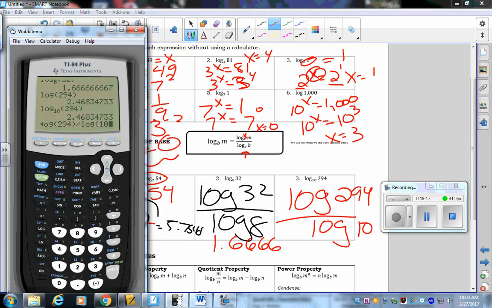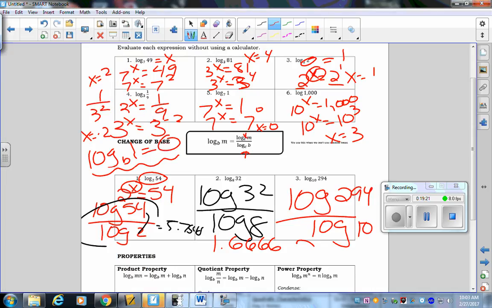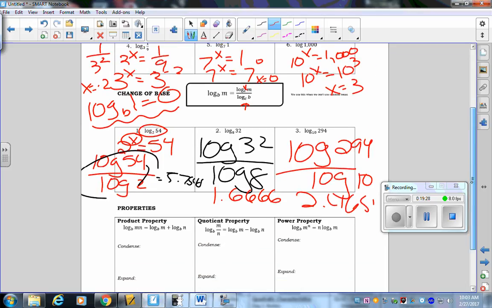There we go. All right, so all different ways to do that, 2.468, and so on. Okay, so that's what change of base is for.